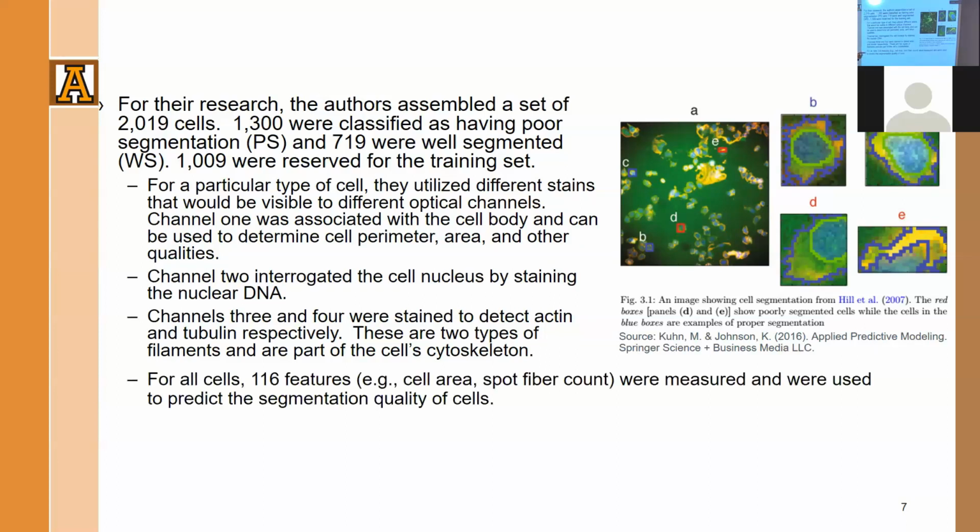For all cells, 116 features, for example cell area, spot fiber count, and so on, were measured and were used to predict the segmentation quality of the cells. So we have 116 features, 116 predictors, to be able to segment the cells.